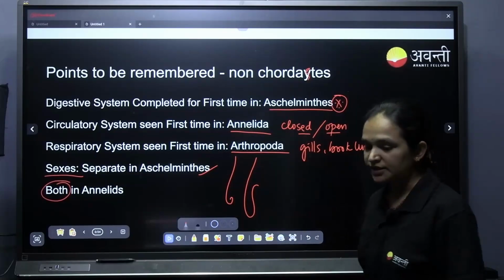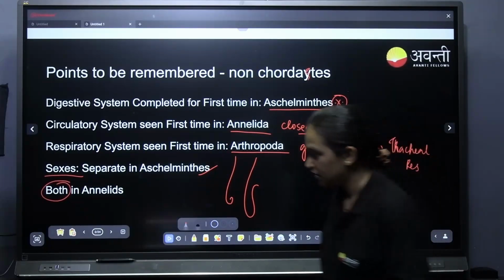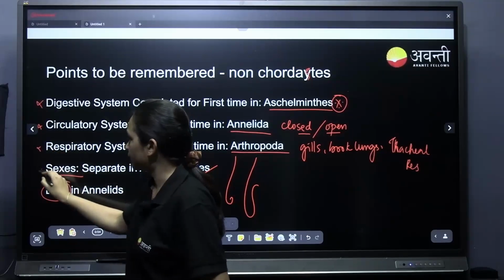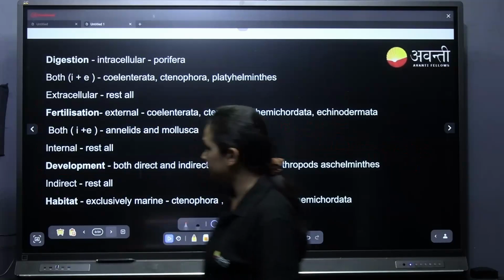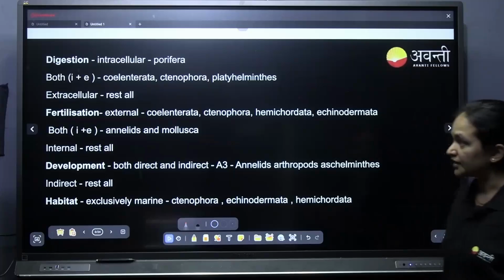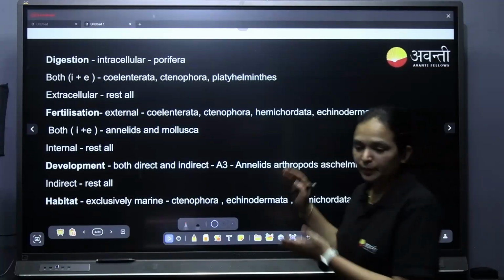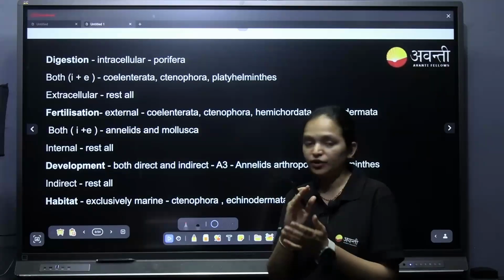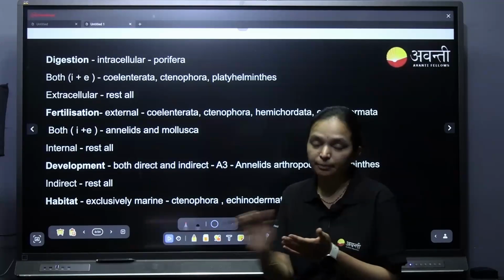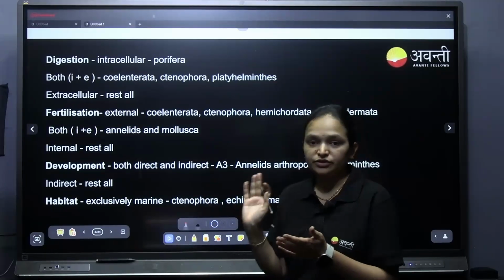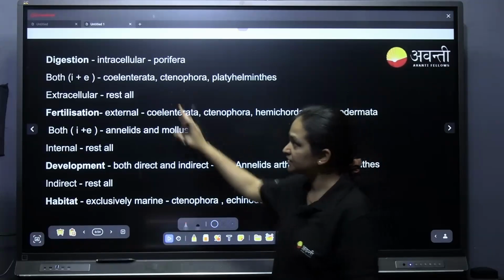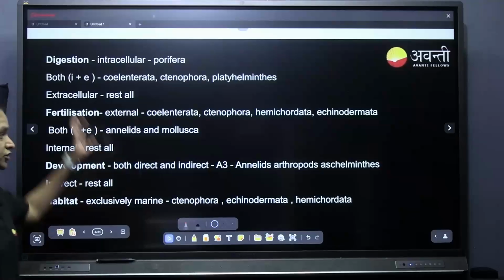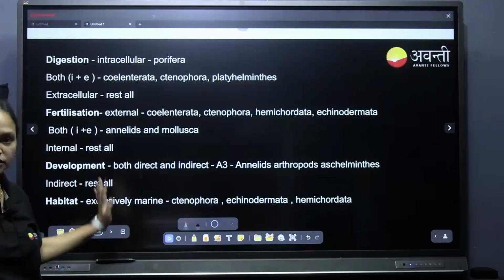Please remember all those things. These are very, very important points. Next we are going to some other important points. If you can remember this table, I give you a 100% guarantee that many of the PYQs can be solved by you. That is coming to digestion. We are only dealing with non-chordates at first. Whatever I am telling you is only for the non-chordates.